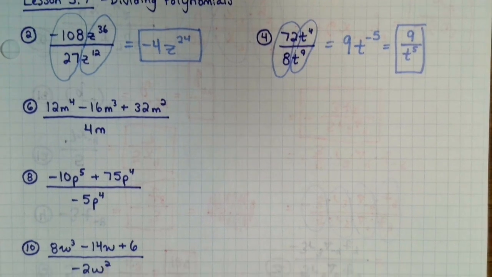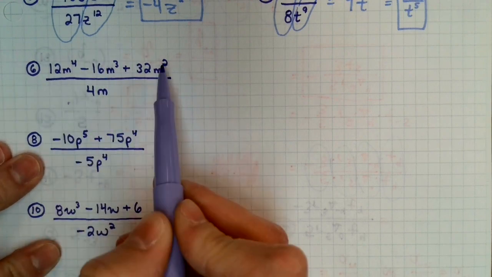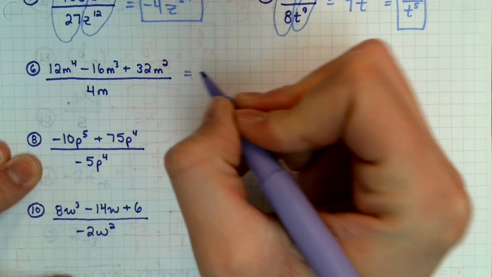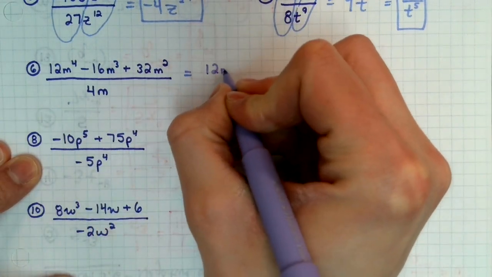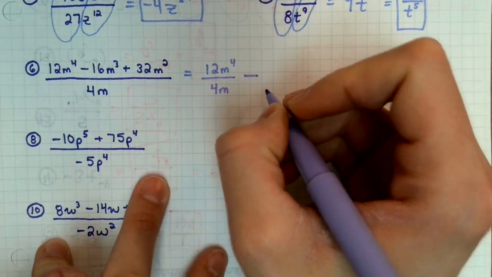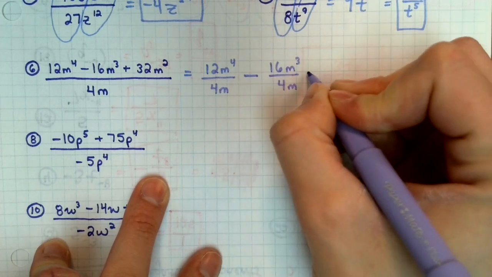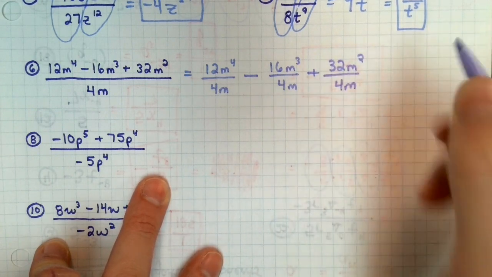Now, when we move on to the next set of questions, these next examples do get a little bit more involved. But essentially, we're still going to be dividing by a monomial. We just have a whole polynomial, in this case a trinomial, that's being divided by it. So to do this question, we're going to break this apart into each separate quotient. We're going to do 12m to the 4th over 4m minus 16m to the 3rd over 4m plus 32m squared over 4m.